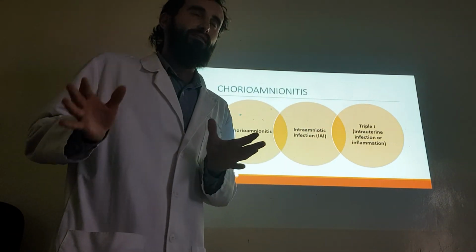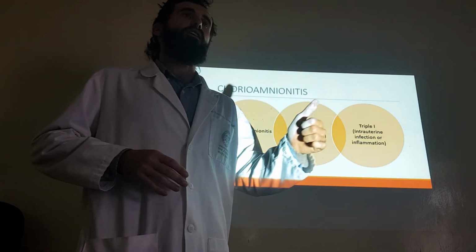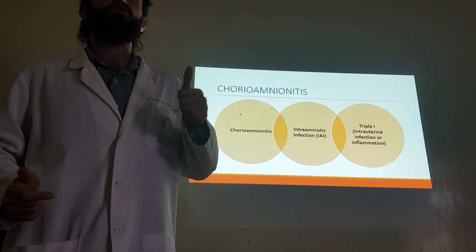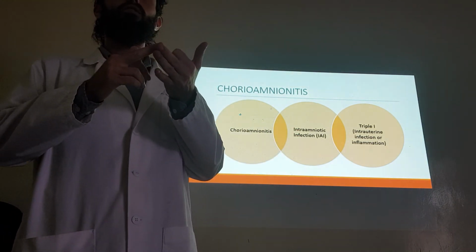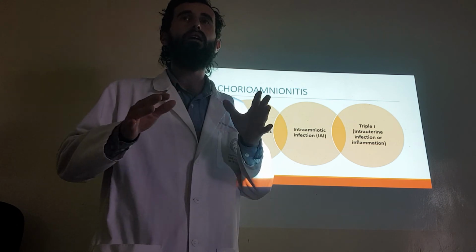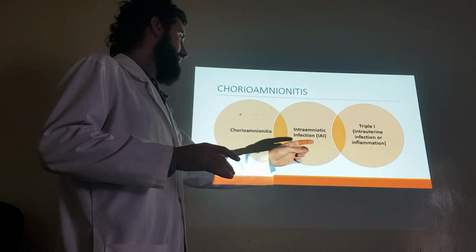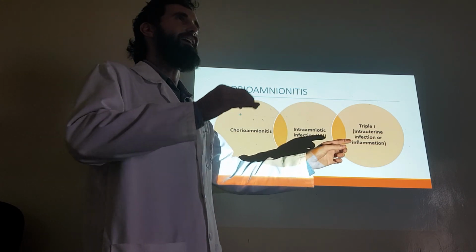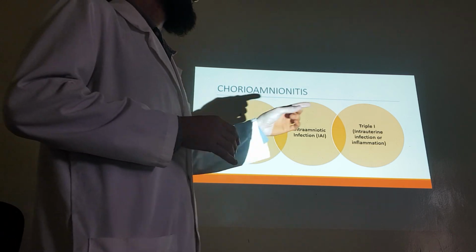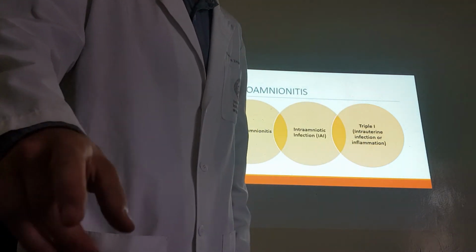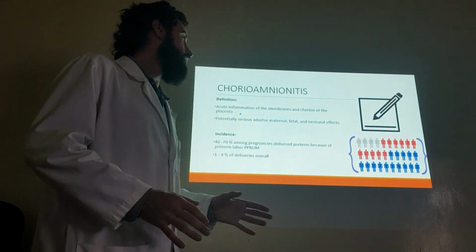Now we're going to the next topic, that is chorioamnionitis. We will hear about chorioamnionitis, intrauterine infection, or triple I. Triple I is intrauterine inflammation or infection. We will hear those and use them here as synonyms. IAI, sorry, it is the same, an abbreviation. So we will use them as synonyms. Then, what is the definition of chorioamnionitis?